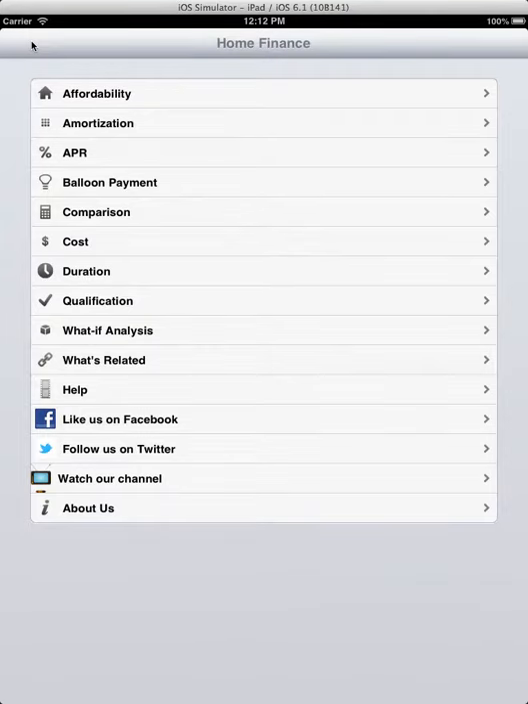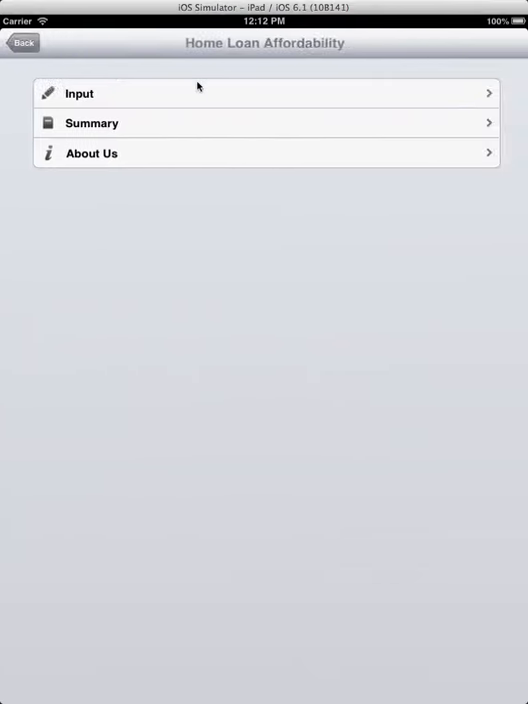This is a comprehensive application useful to home buyers, sellers, and real estate agents to perform a number of calculations as well as to analyze affordability, amortization, percentage APR, balloon payment, compare loans, calculate closing cost, calculate durations, and find out how much the home owner would qualify, perform what if analysis, say affordability.